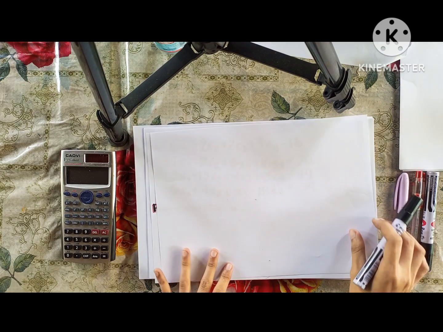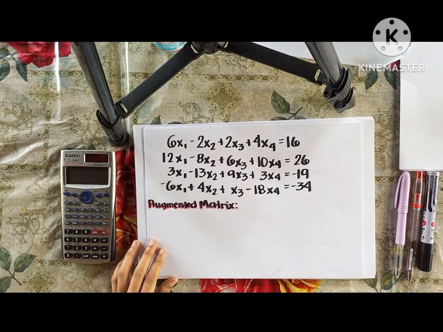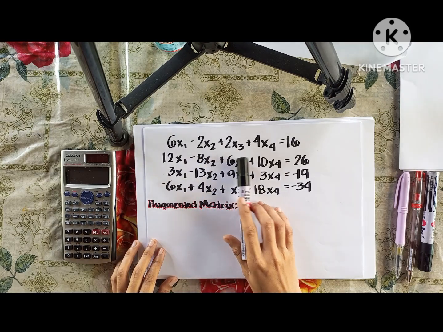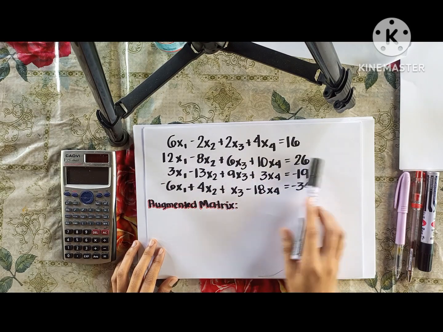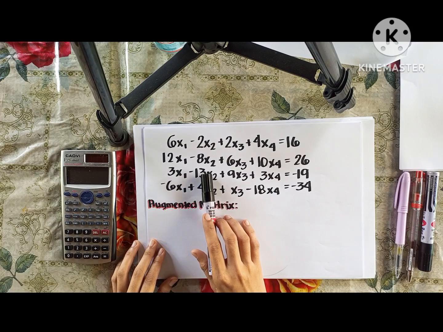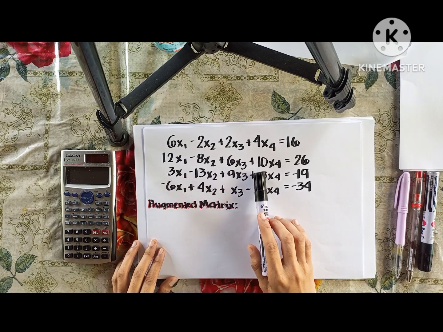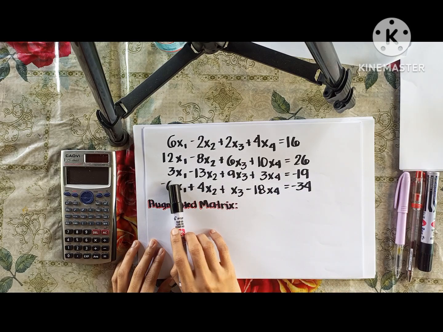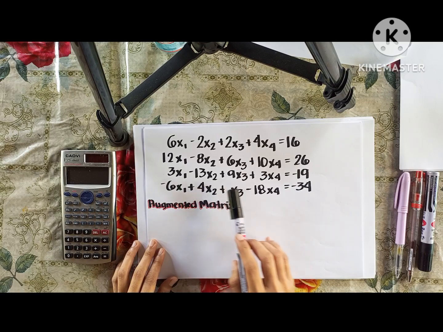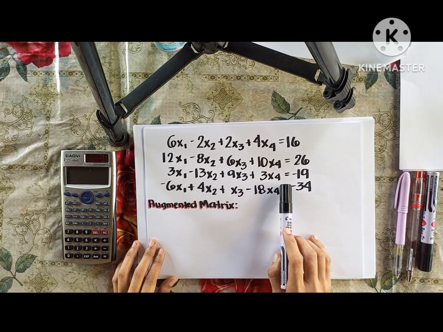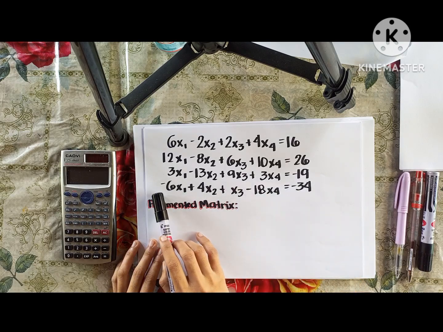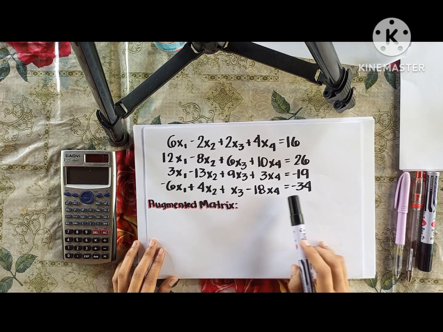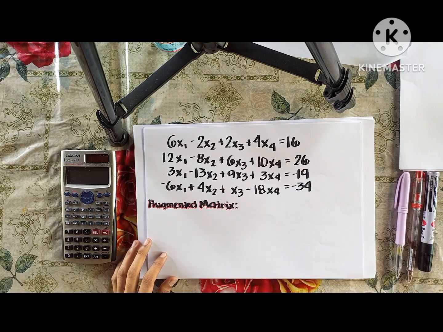So here's our problem. We have 6x sub 1 minus 2x sub 2 plus 2x sub 3 plus 4x sub 4 equals 16. We have 12x sub 1 minus 8x sub 2 plus 6x sub 3 plus 10x sub 4 equals 26. We also have 3x sub 1 minus 13x sub 2 plus 9x sub 3 plus 3x sub 4 equals negative 19. And negative 6x sub 1 plus 4x sub 2 plus x sub 3 minus 18x sub 4 equals negative 34.